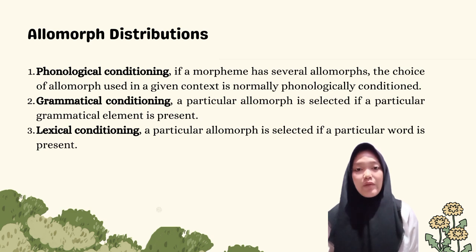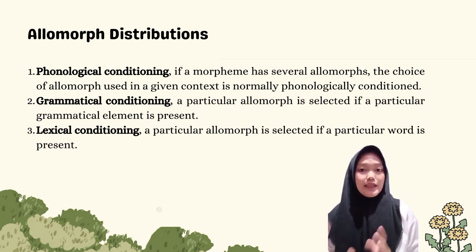The second is grammatical conditioning. A particular allomorph is selected if a particular grammatical element is present. The third is lexical conditioning. A particular allomorph is selected if a particular word is present, like ox to oxen and tooth to teeth. There are a few morphemes whose allomorphs show no phonetic similarity, like bad to worse to worst, good to better to best, go to went and gone, and the last is far to farther or further.